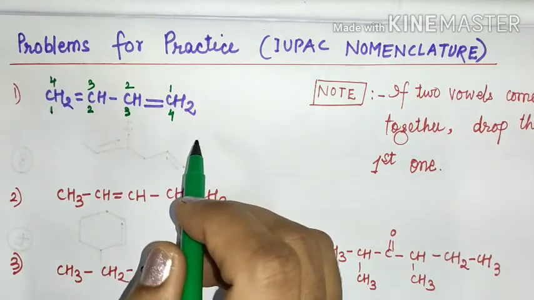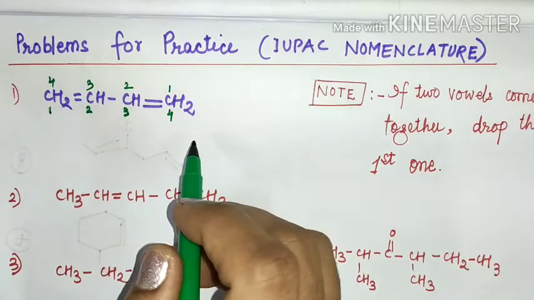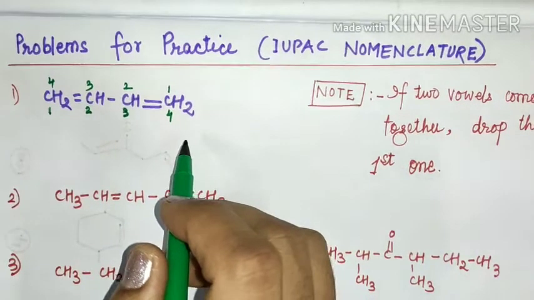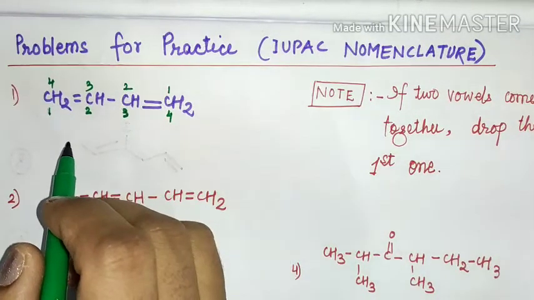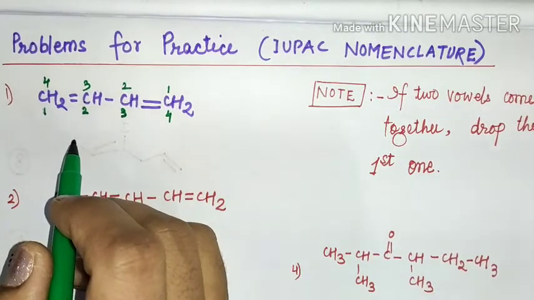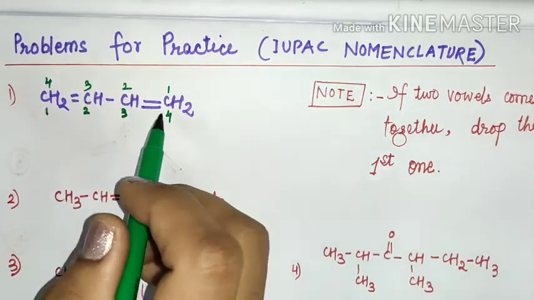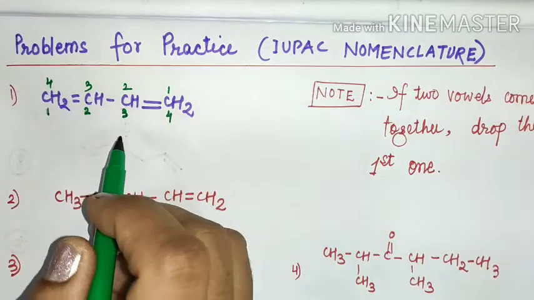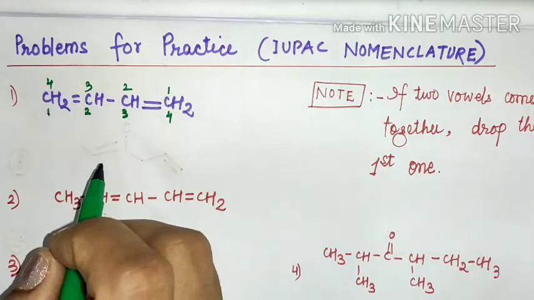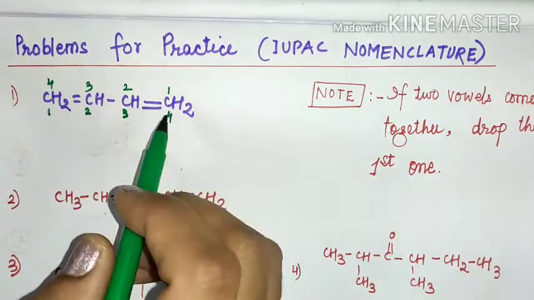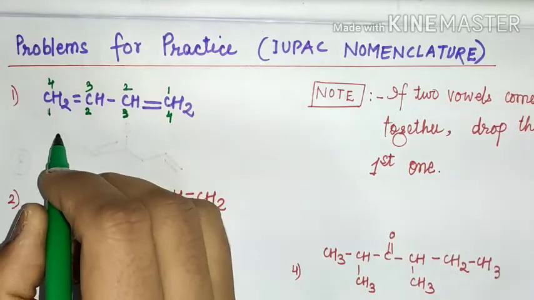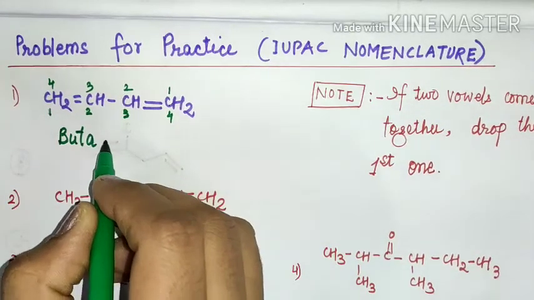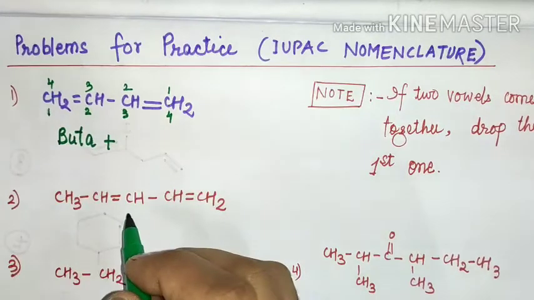After numbering, we have to write the IUPAC name of the compound, and for that, first we have to write the secondary prefix, that is a substituent. See whether there is any substituent in this chain. No. So no secondary prefix. Is there any primary prefix? No. Word root. For 4 carbon atoms, we will write the word root buta, plus primary suffix.